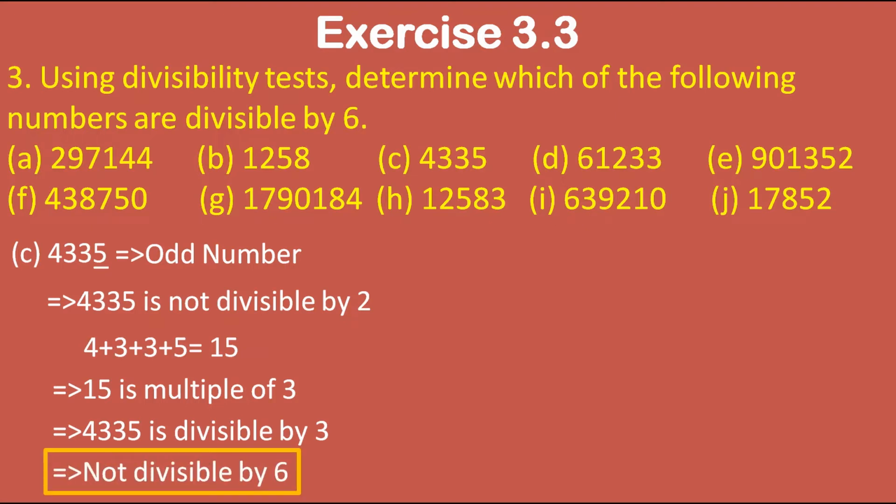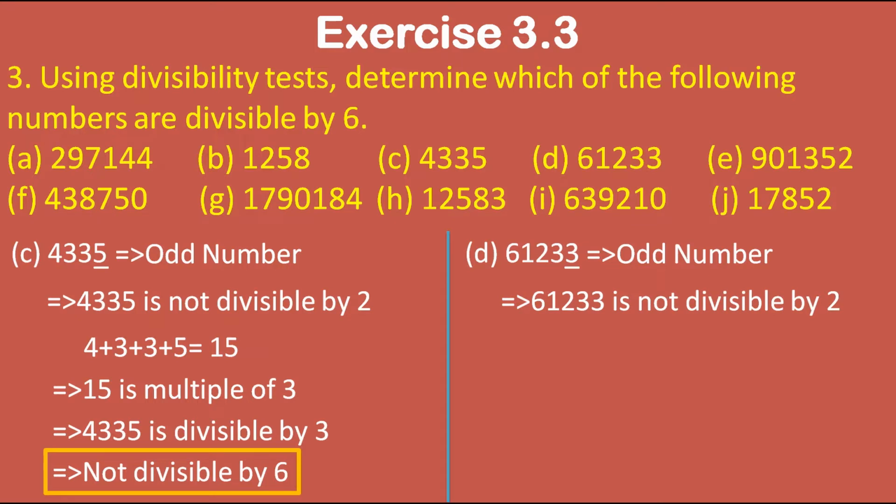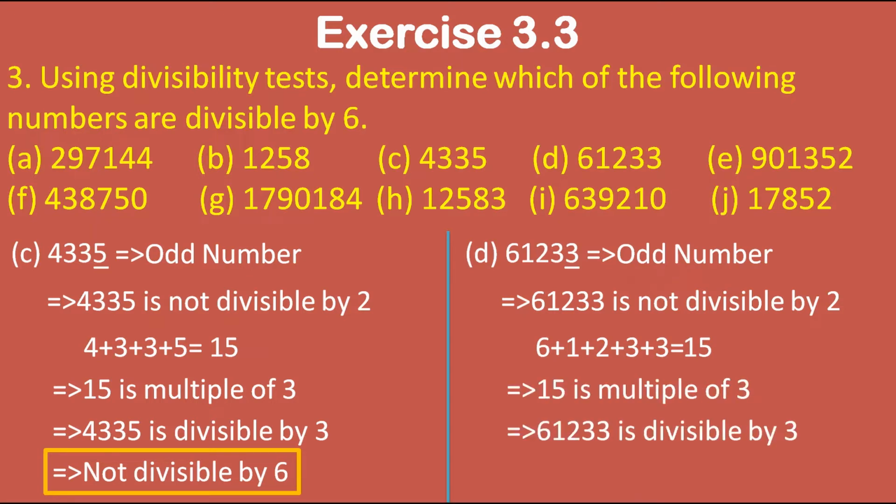Okay. Now let's move to the fourth one, that is 61,233. Here also we have 3 on its unit place, means the number is an odd number. Therefore the number is not divisible by 2. Now let's add the digits. We are getting the sum as 15, and 15 is a multiple of 3, therefore it is divisible by 3. But as it is not divisible by 2, the number is not divisible by 6.